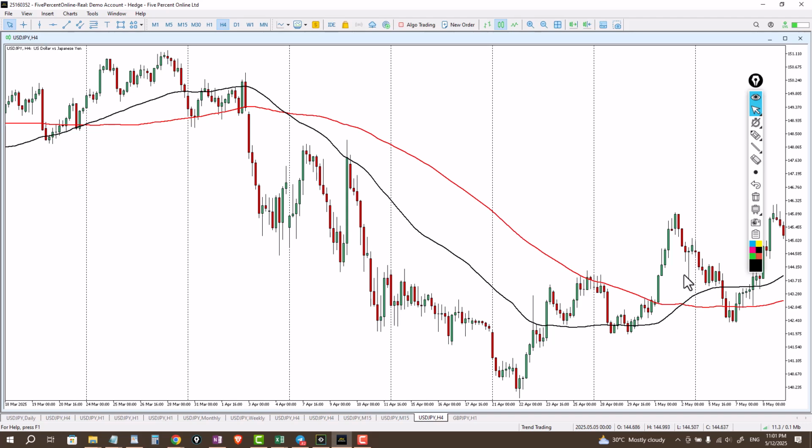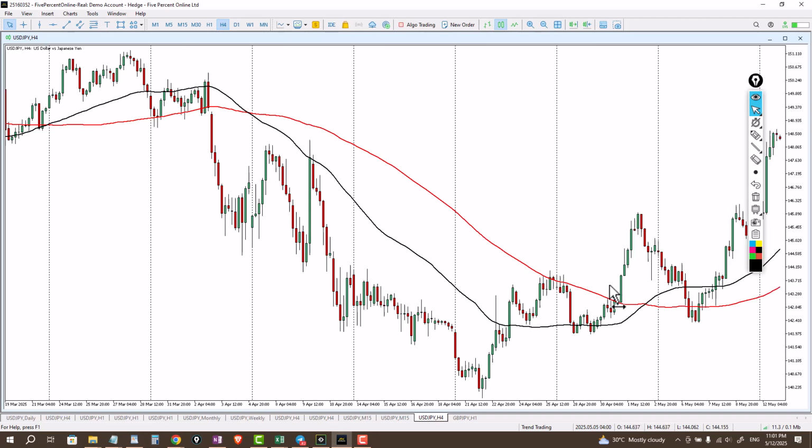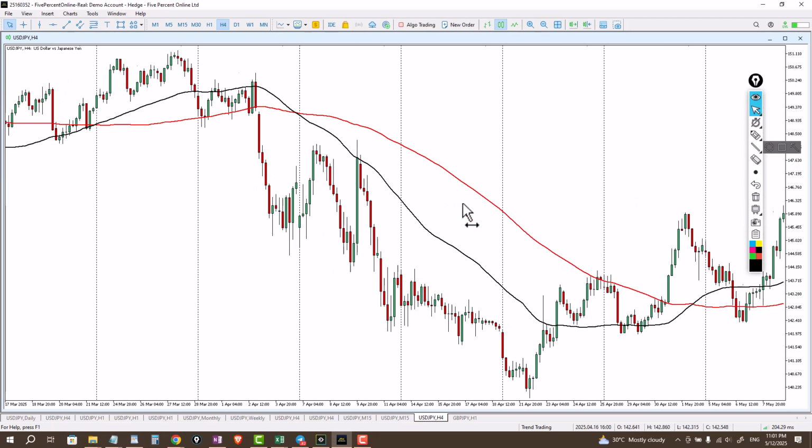And also, since the black moving average, which is the fast moving average in this case, crossed above the slow one, which is the red one, you would have taken a buy trade here, and you would have still been in this buy trade. So you would have entered long somewhere around here, and you can see that price is way above somewhere here. Okay, this is just one example or two examples here.